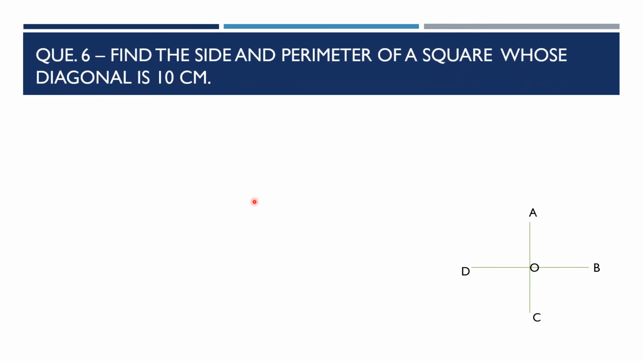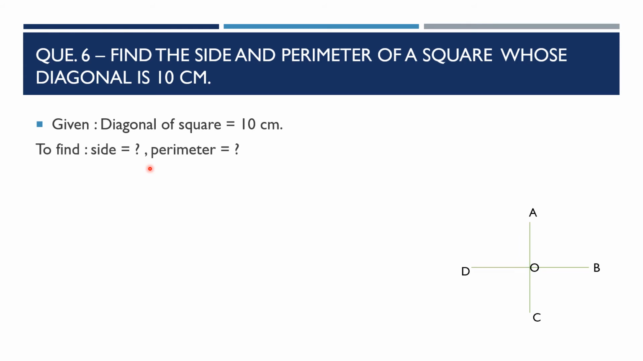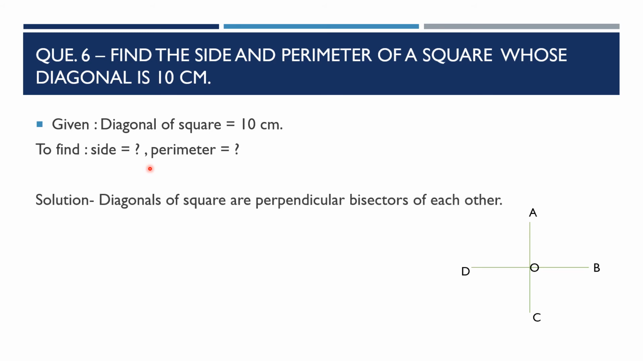Then question number 6. Find the side and perimeter of the square whose diagonal is 10 centimeter. Now write the given part. Diagonal of square is equal to 10 centimeter. We have to find the side of that square and perimeter of that square. Then solution. Here we have to use the property of the diagonals of a square, and that property is: diagonals of a square are perpendicular bisectors of each other.